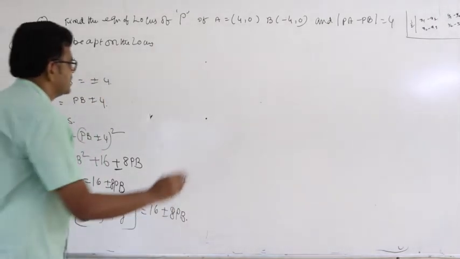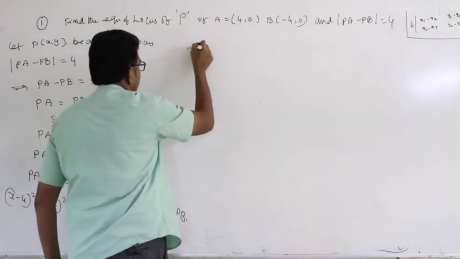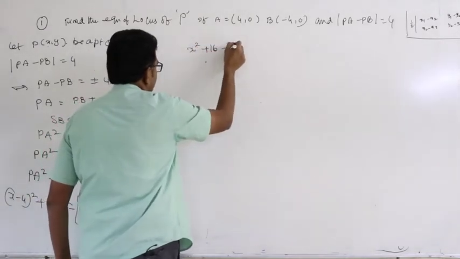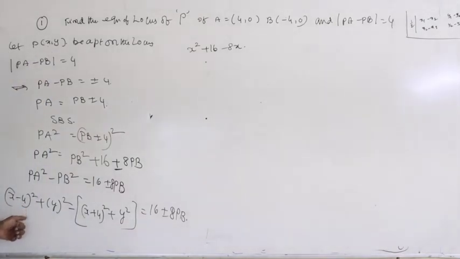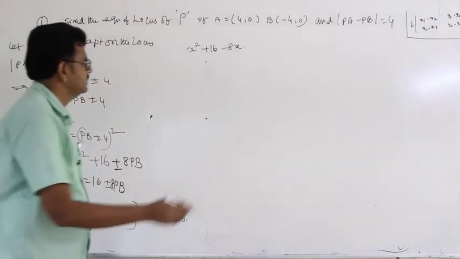Now this expansion: x square plus 16 minus 8x. It is a square plus b square minus 2ab, where a square is x square, b square is 16, and minus 2 into x into 4, that is 8x. Plus y square.